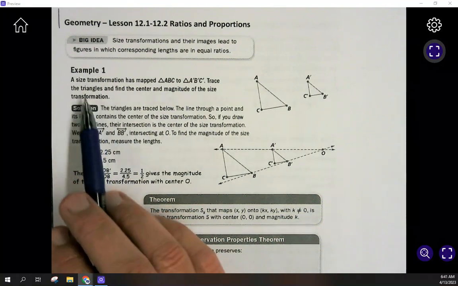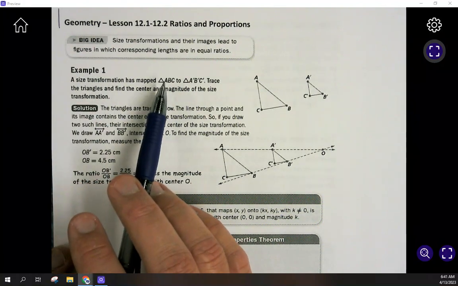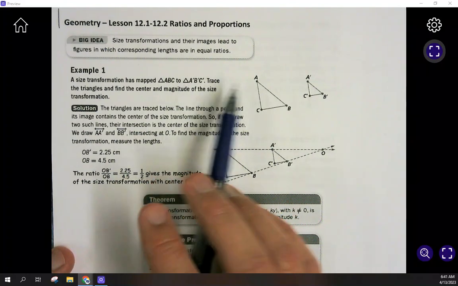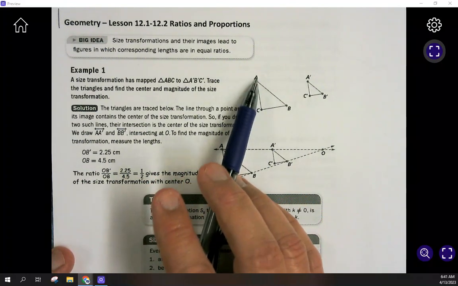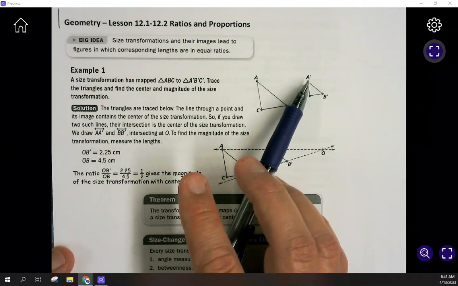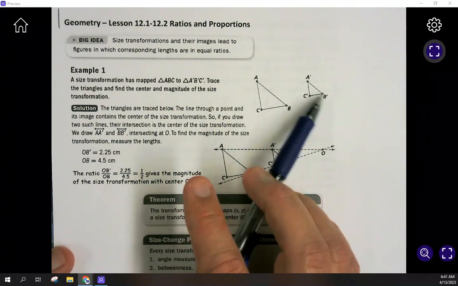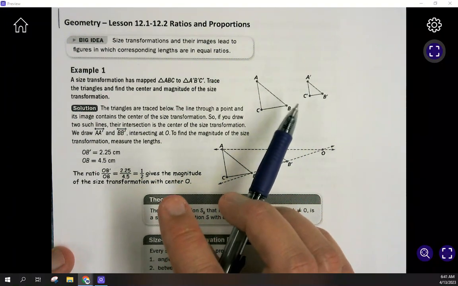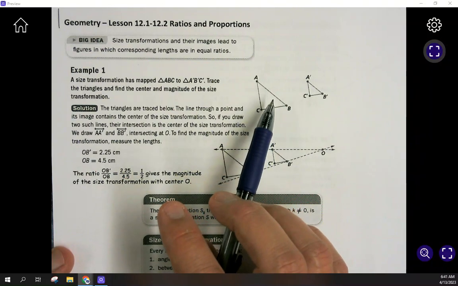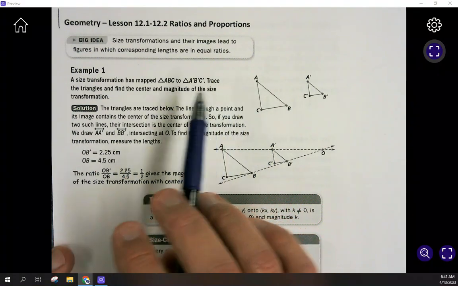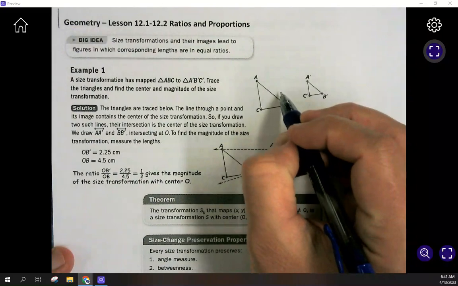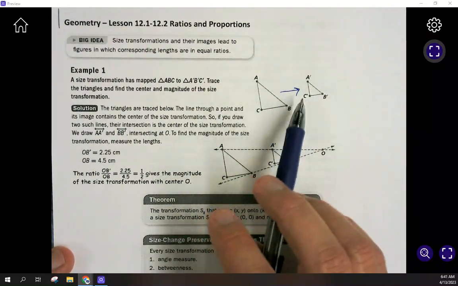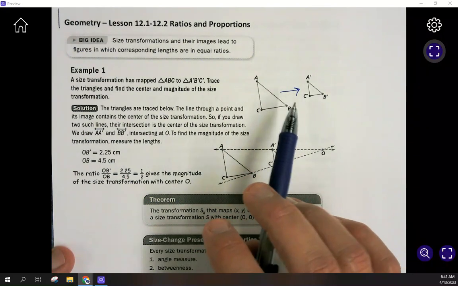All right, so example number one. A size transformation has mapped the original triangle ABC to the image ABC. And remember, we look at that, we know the original doesn't have those special markings. The image has those special markings. We can call this A prime and B prime and C prime, or the image of A, the image of B. Either way, the vocabulary there is proper. So that size transformation has happened. I went from here to here. It's obviously gotten smaller. So I know that the magnitude of that is less than 1.